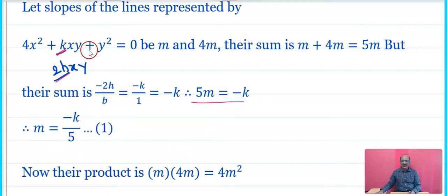Let me repeat this again. In x² + kxy + y² = 0, the middle term is 2hxy. Therefore the value of 2h is k, and the sum of the roots is -2h/b. So -2h/b is -k/1, which is -k. Therefore 5m = -k, therefore m = -k/5, and this is the first equation.